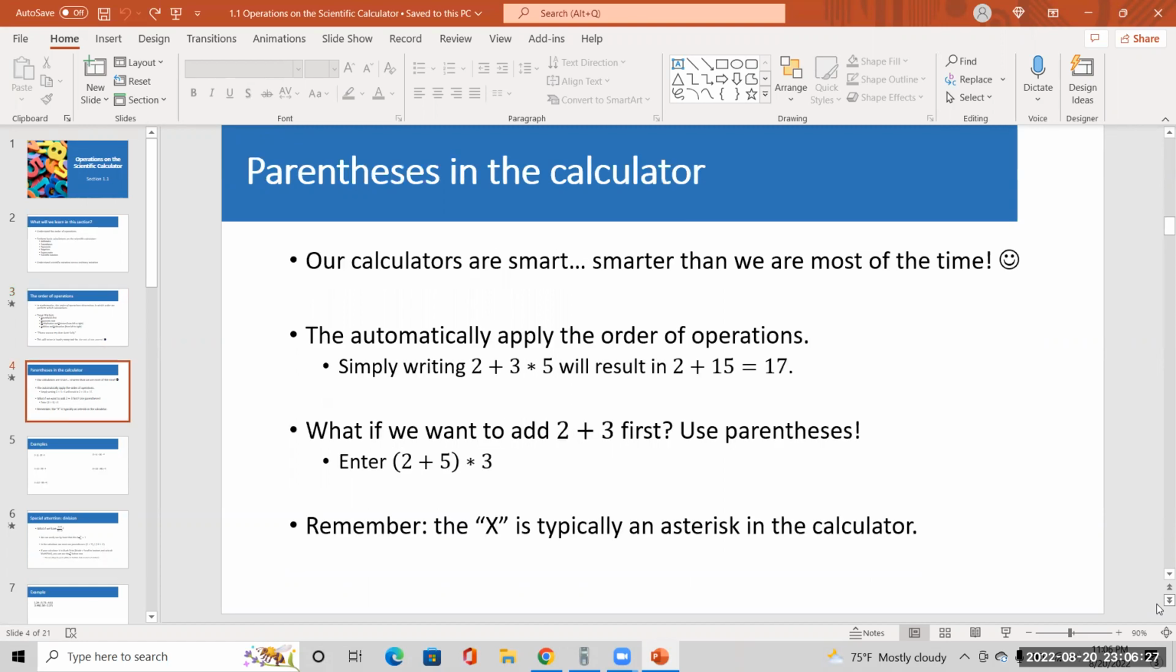So again, our calculators are smart. They're usually smarter than we are, okay? So if you were to simply type in 2 plus 3 times 5, it's going to do that 3 times 5 first, and then it's going to add it to 2. If you want to do the addition first, then you have to put it somewhere else in PEMDAS, right? You've got to get it before that multiplication. So you're going to use parentheses. You can put parentheses around 2 plus 3 and then multiply times 5. Remember that X or times is typically an asterisk in the calculator.